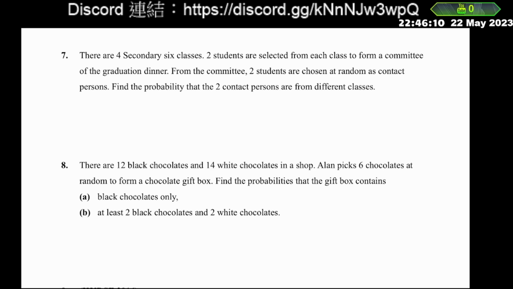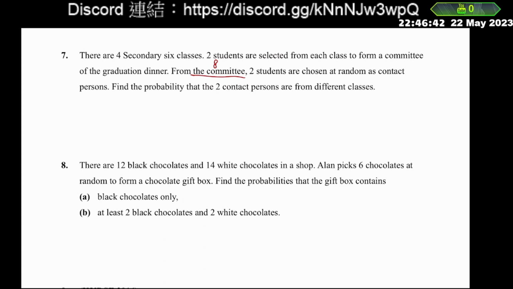there are 4 secondary 6 classes, so 4 classes. 2 students are selected from each class to form a committee for graduation dinner. So in the committee, there are 4 classes, 2 of them from each class. That means altogether 8 people in the committee. Okay, from the 8 people in the committee, 2 students are chosen at random as contact persons. So from these 8 people, choose 2. And then find the probability that the 2 contact persons are from different classes.